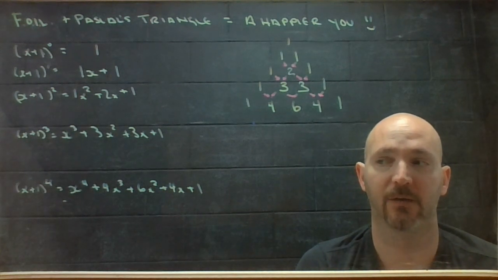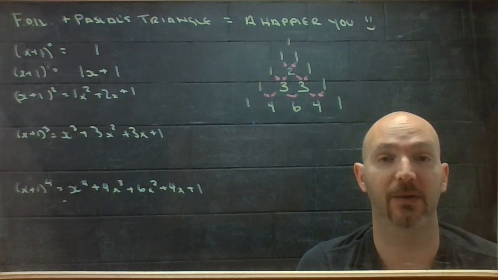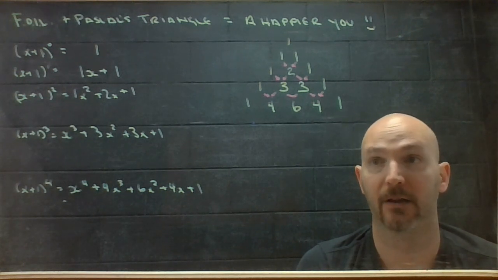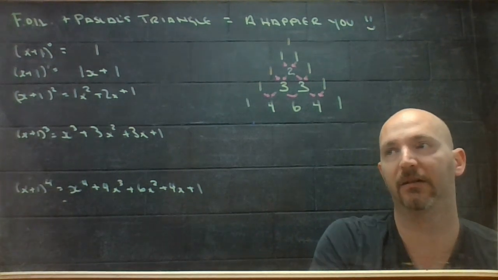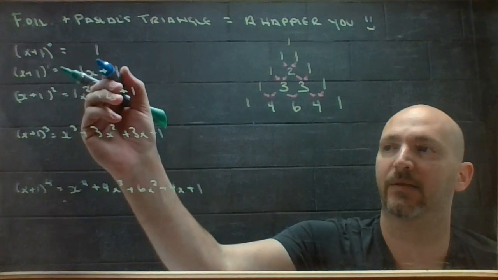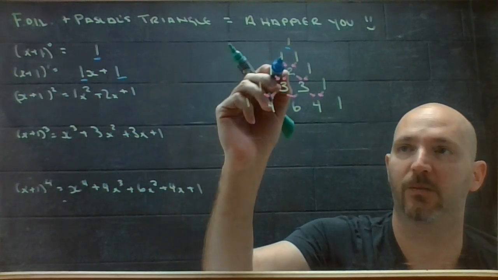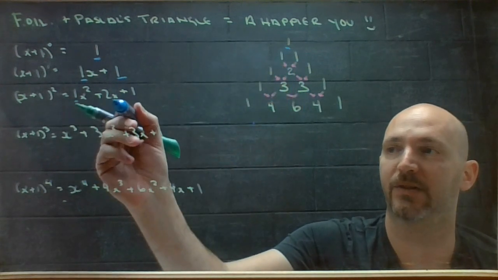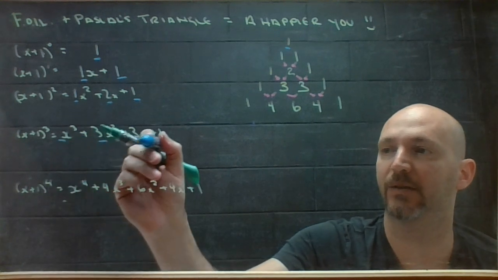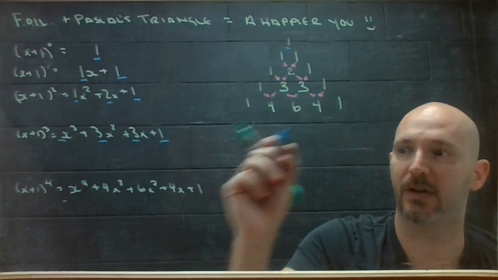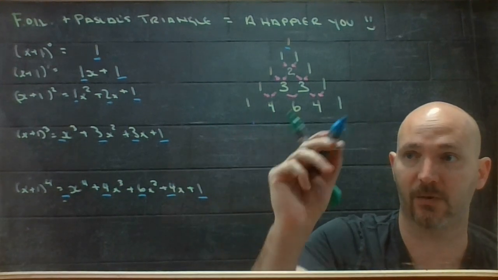I'm going to let you look over there at the polynomials we generated with FOIL, and you're going to think about how much work those were. And you're going to look at this triangle, and hopefully what you're seeing is I've got a 1, 1. I have a 1 and a 1, a 1 and a 1. I have 1, 2, 1, 1, 3, 3, 1, 1, 4, 6, 4, 1. This isn't an accident.